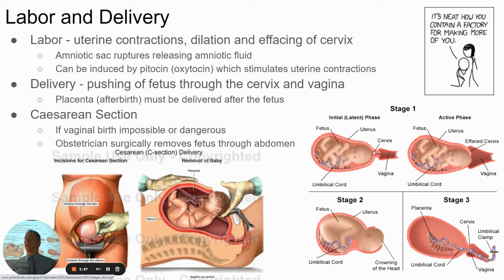They cut through the skin of the abdomen, and they cut through the abdominal muscles. Below that is the uterus. They have to cut through the uterus. Then there is the amniotic sac, which they might have to puncture. And then they take the fetus out through this incision, and they can do all this pretty quickly.